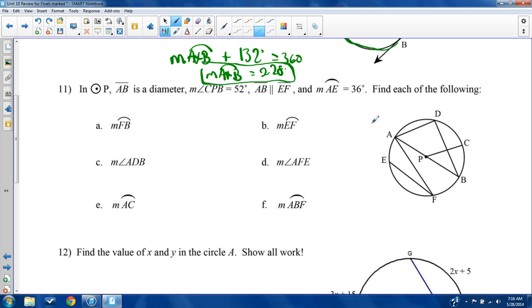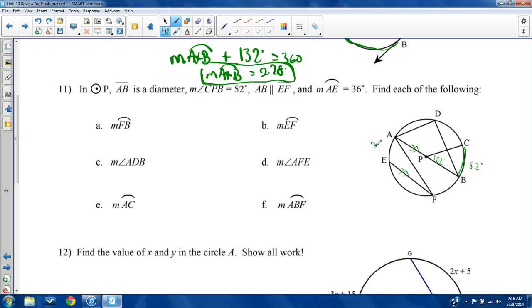Okay, in circle P, AB is a diameter. Measure of angle CPB is 52. So that's a central angle. So this is 52, which automatically tells you this is 52. You might as well do all the things that you can once you get information. AB is parallel to EF. So these two guys are parallel. Let's see how that comes into play. Probably alternate interior angles. And measure of arc AE is 36.